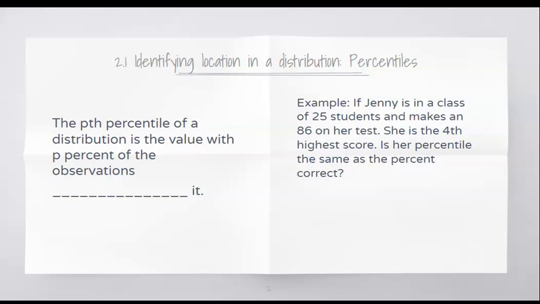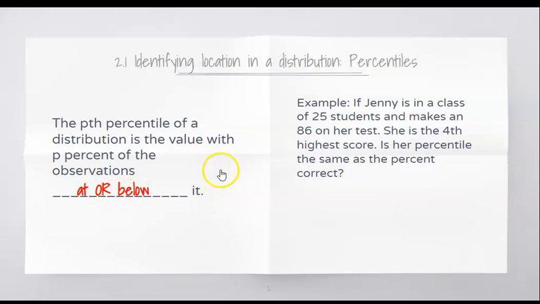All right, in 2.1, we're talking about location and distribution. And the first one we measure that is percentiles. So here's the definition. The p percentile of a distribution is the value with p% of observations at or below it.